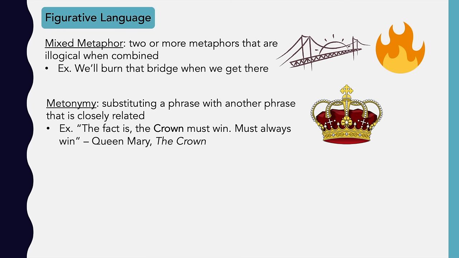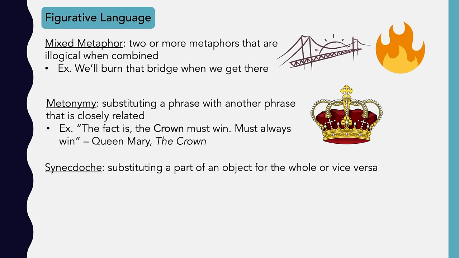So here you can see that the crown is an example of a metonymy, because the crown doesn't actually mean a physical crown. It represents the English monarchy, the queen's position of power. So we're using this phrase to represent something else. And just like you would use the phrase the Oval Office to represent the presidency, the US presidency, that would be another example of metonymy.